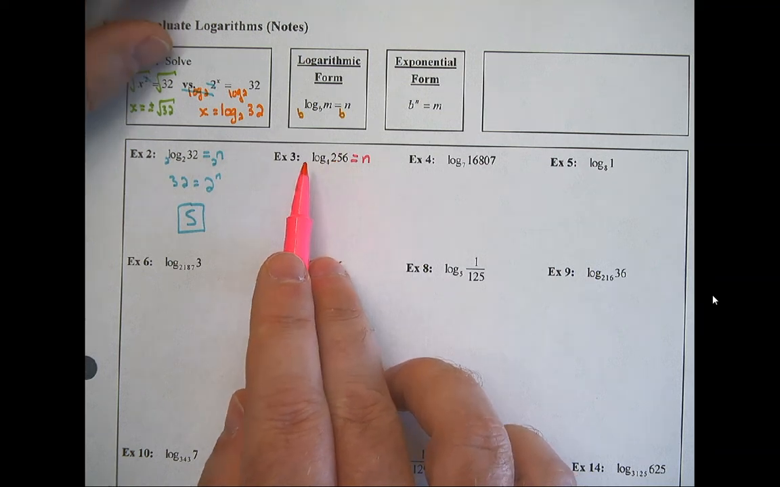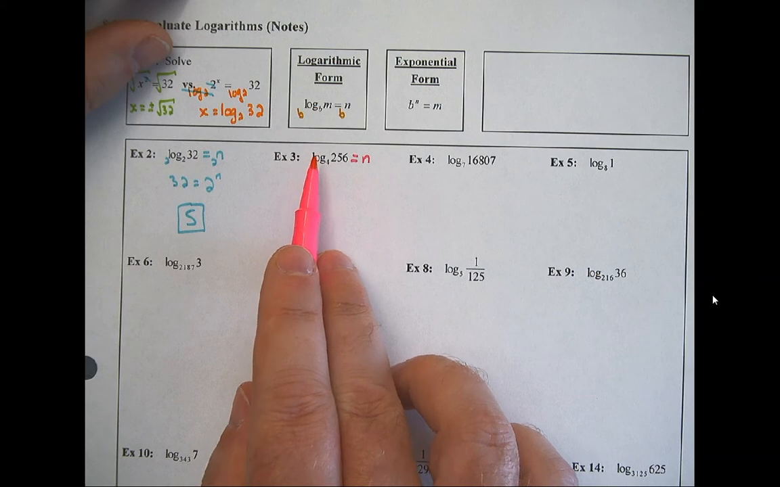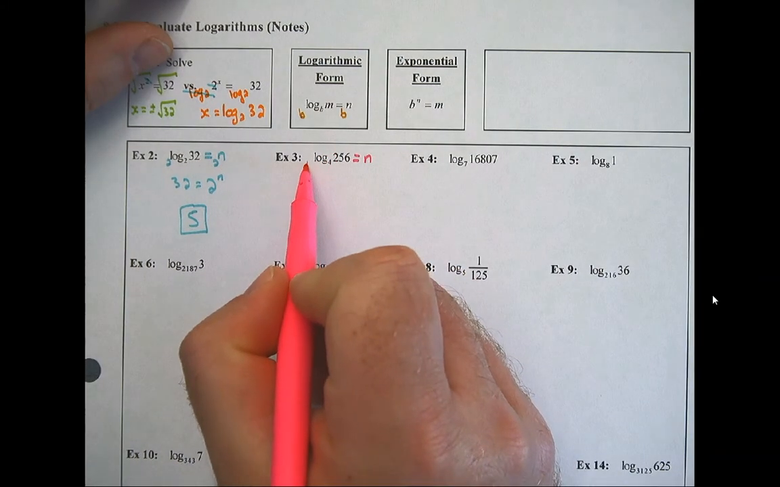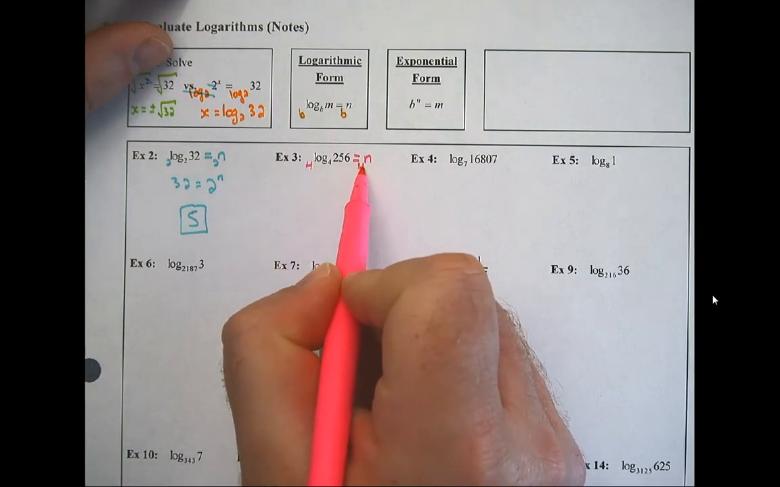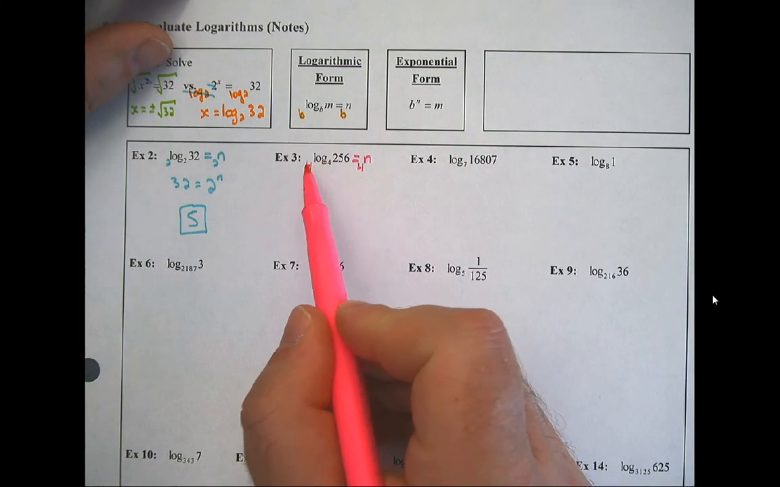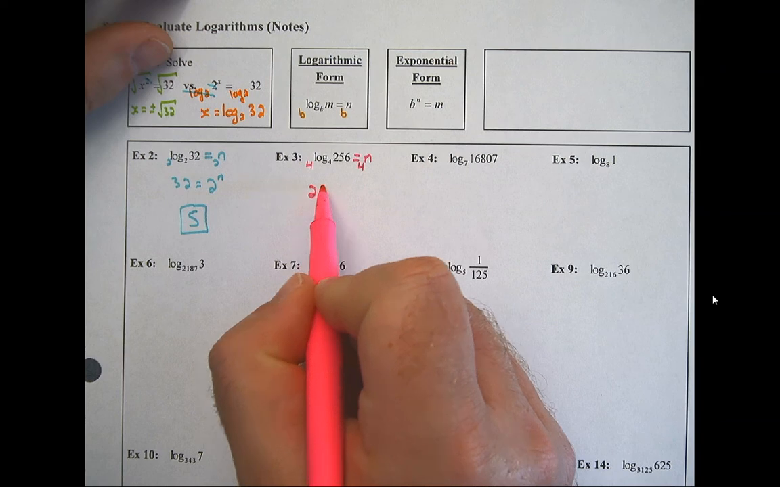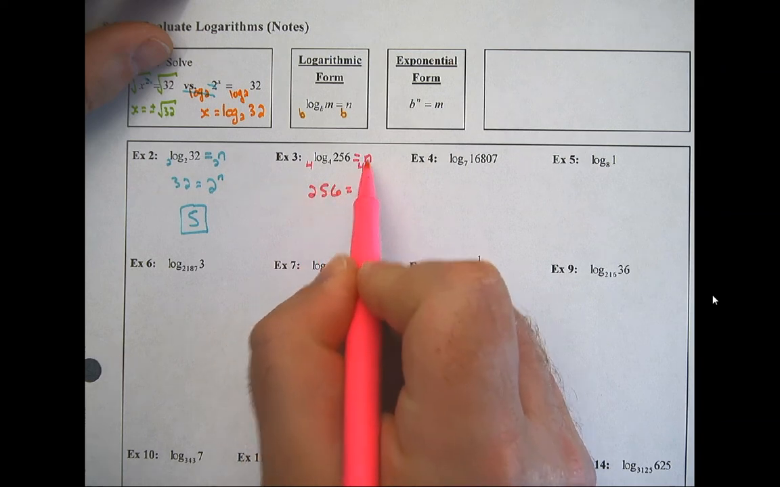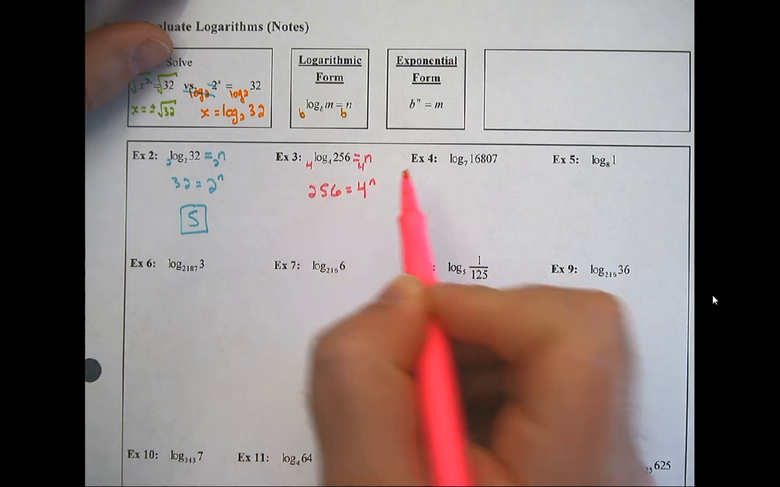And mathematically, algebraically, what I'm doing is I'm going 4 to the over here and 4 to the over here. Now 4 to the and log base 4 cancel each other out, so I'm left with 256. And then 4 to the n is 4 to the n.